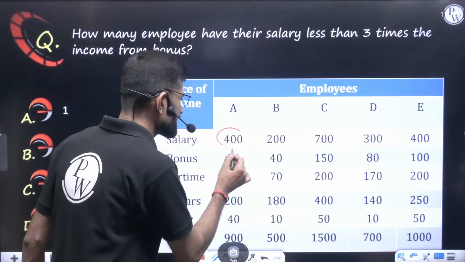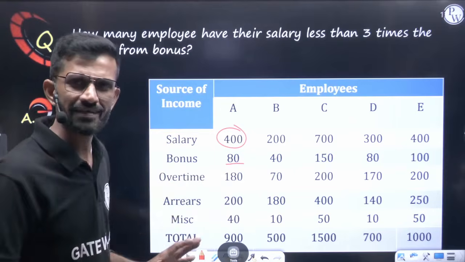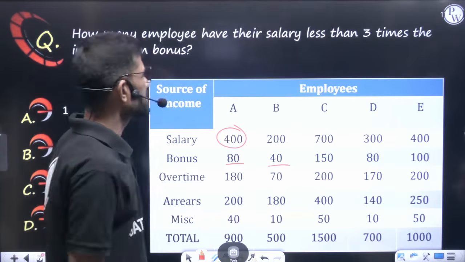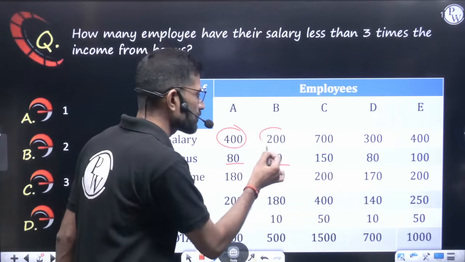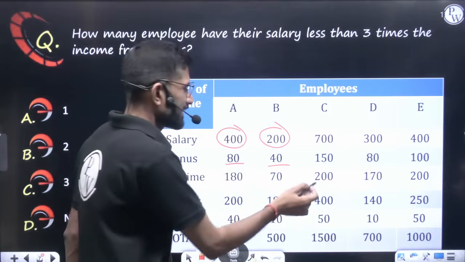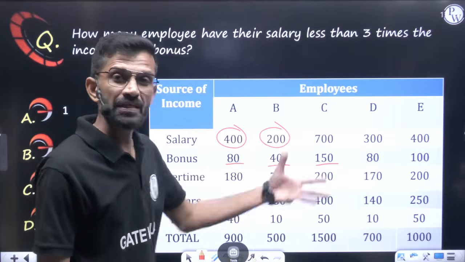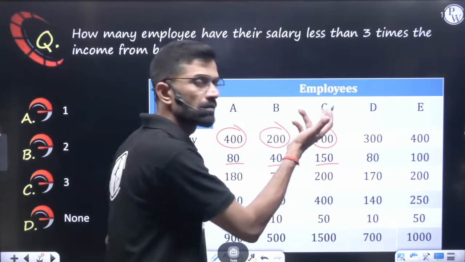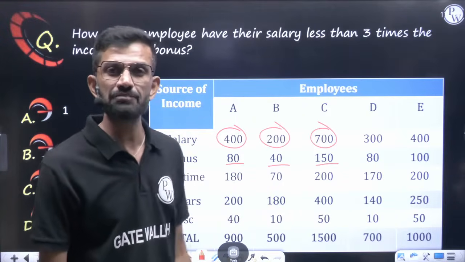Is his salary less than 240? No. See, I am not using any calculation. Just you can compare and say. Now if you see employee B, the bonus is 40. 40 into 3, it is 120. Is his salary less than 120? No. Here employee C, 150 is the bonus, and 150 times 3 it will become 450. Is his salary less than 450? No. Up till now, none of the employees are having their salary less than 3 times the bonus.